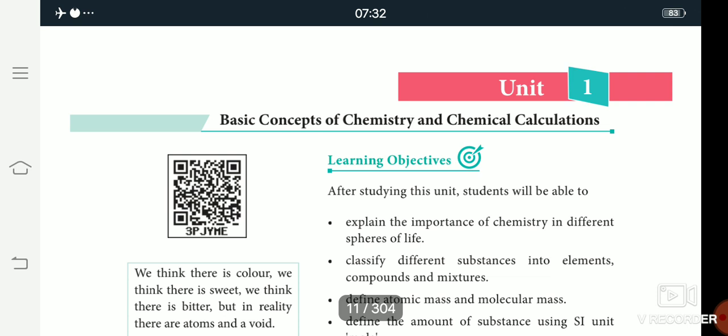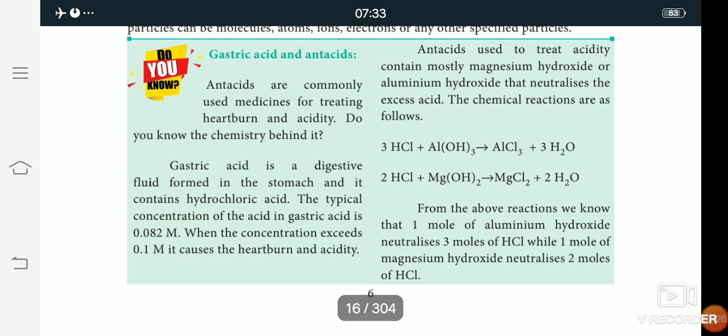Okay, children. Now we are going to see a new chapter. The topic is gastric acid and antacid. Gastric acid means an acid secreted in the stomach. This acid is secreted in the stomach. That acid is called hydrochloric acid. This hydrochloric acid is naturally secreted in the stomach.